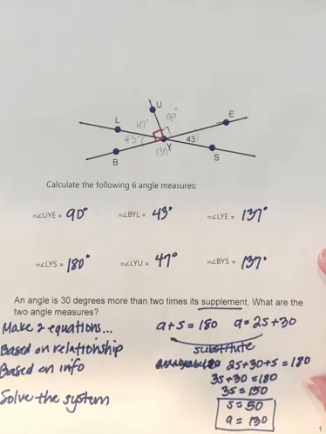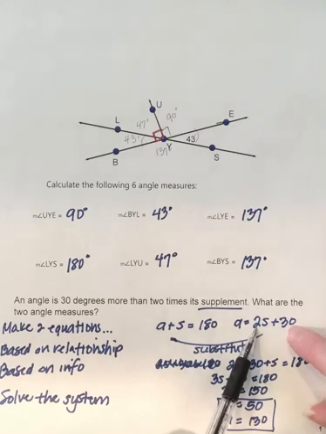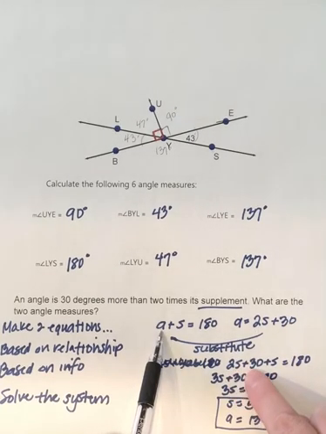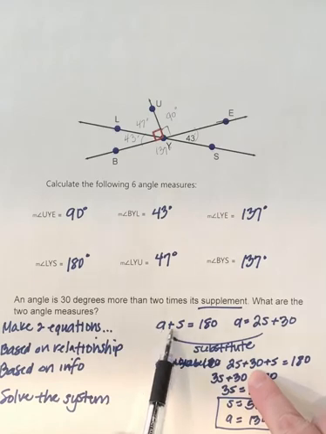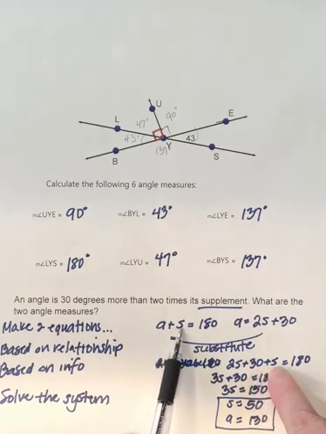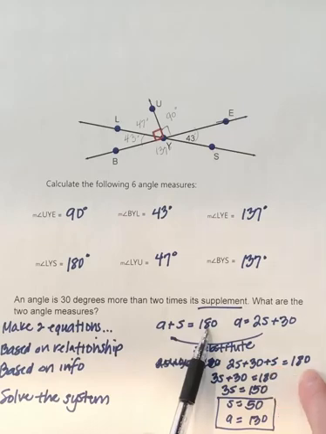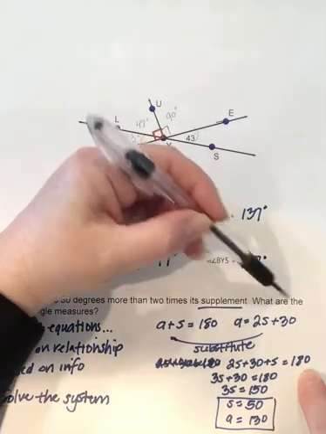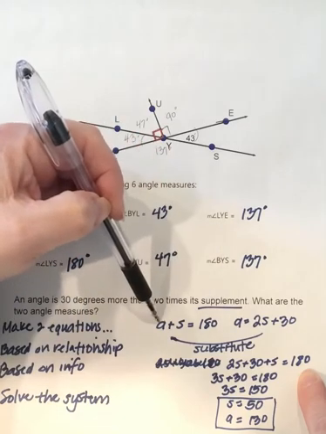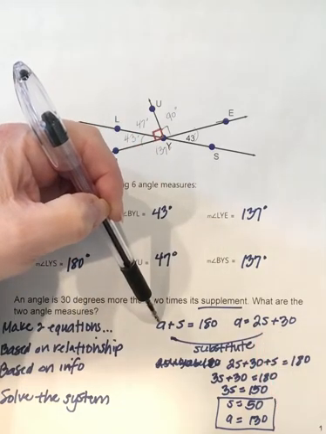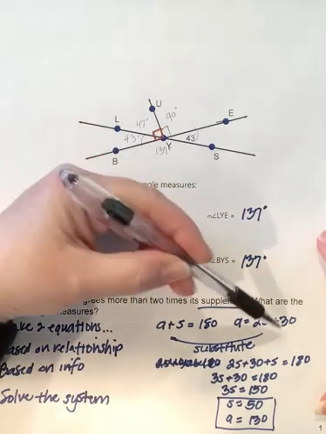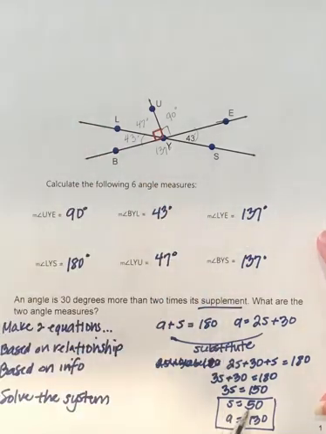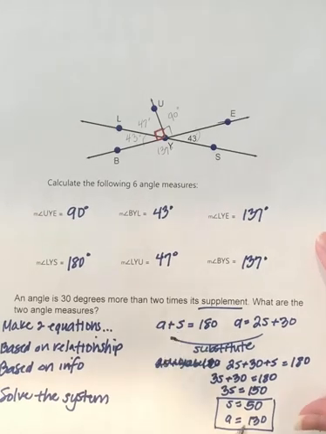All I do is I substitute in. I had A all by itself here, so I just took this 2S plus 30, substituted in for A. Then I still had a plus S equals 180. So again, I took this whole expression here and substituted it in for this A, because that's what A is worth, so to speak. I solved all that out and I got S to be 50. Well, if S is 50, then A would be 130.